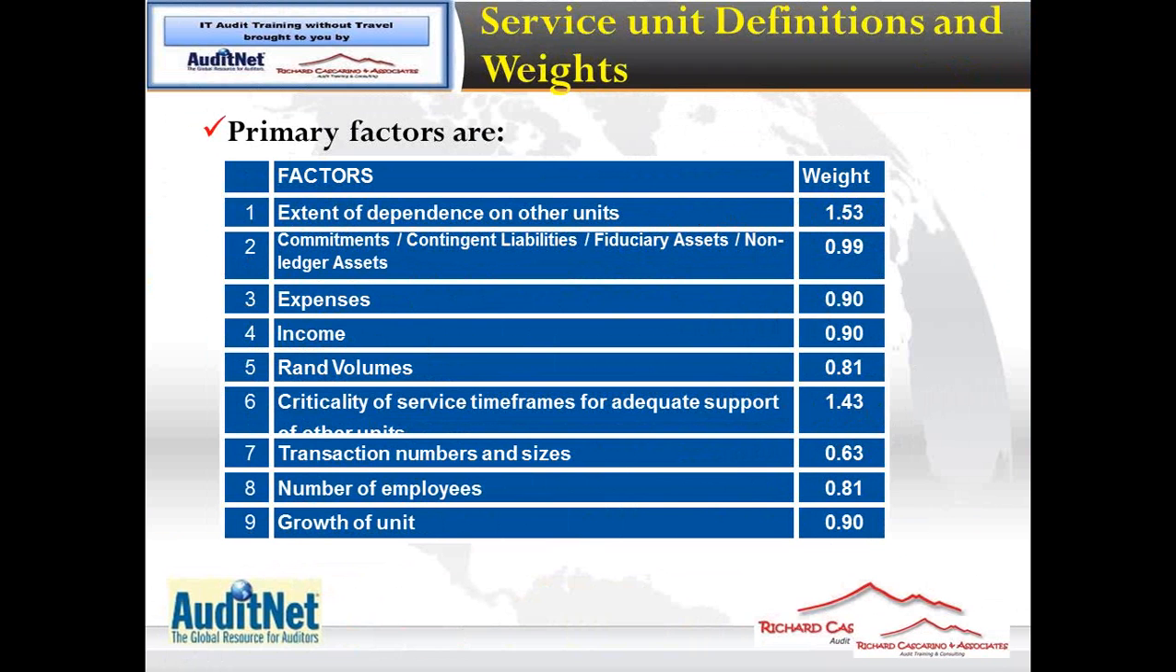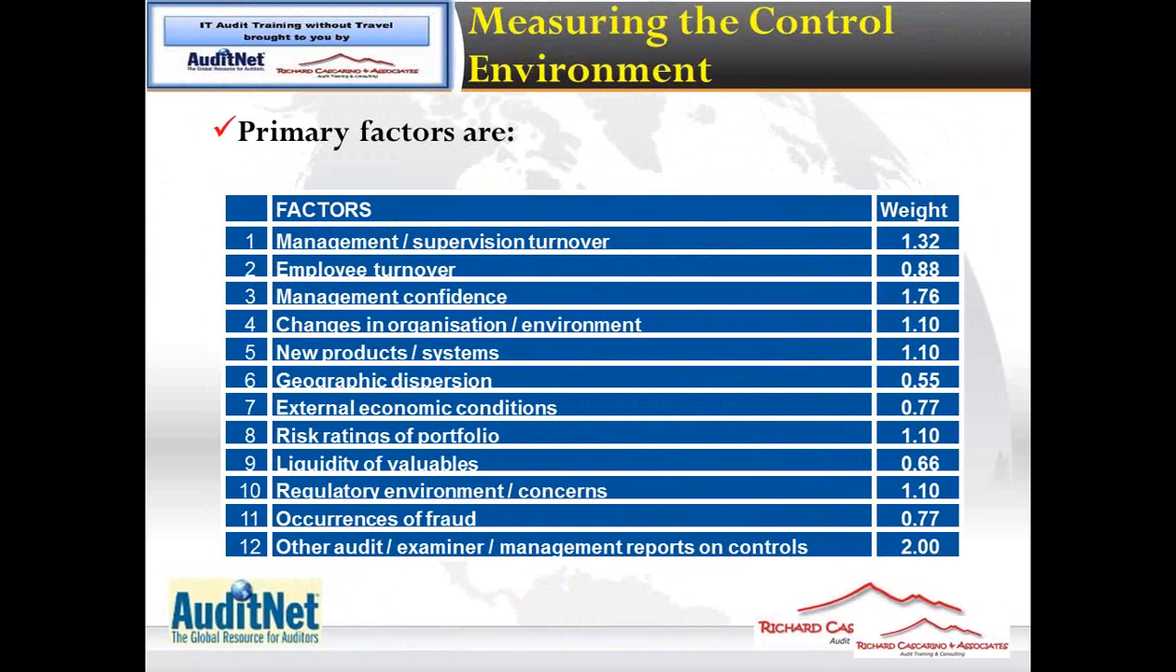Now that's based on size. If we look at the control environment, what factors would we take into consideration? Well, these are the top 12 that are normally looked at for a financial institution. Management and supervisory turnover. The more you turn over your managers, the worse your control environment is going to end up.